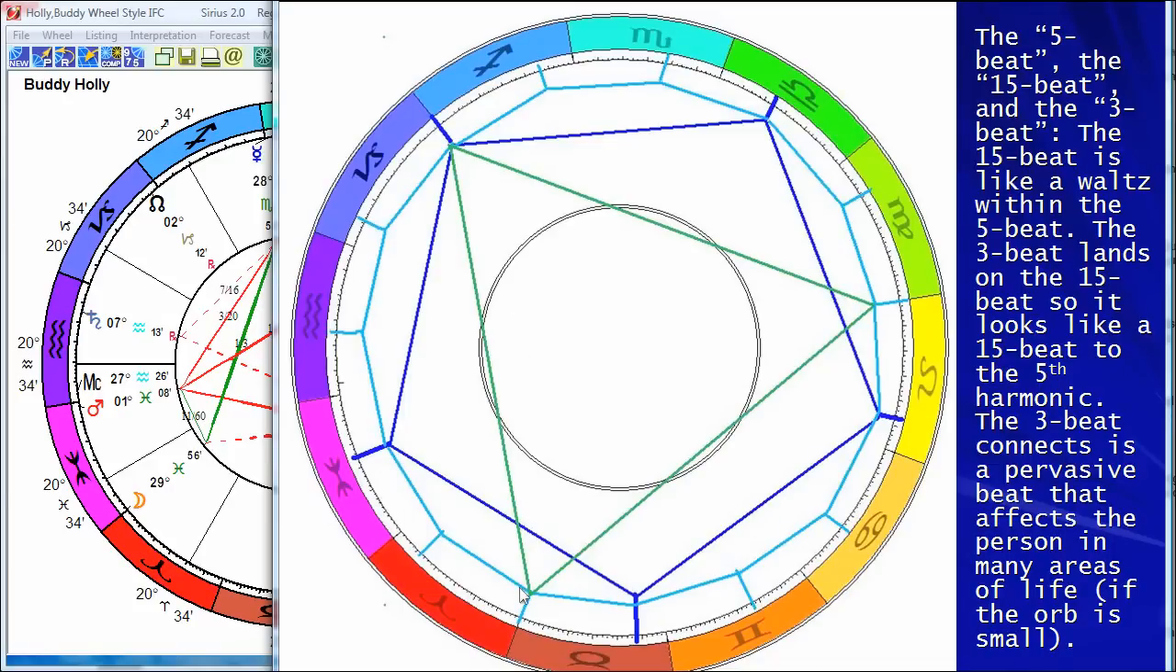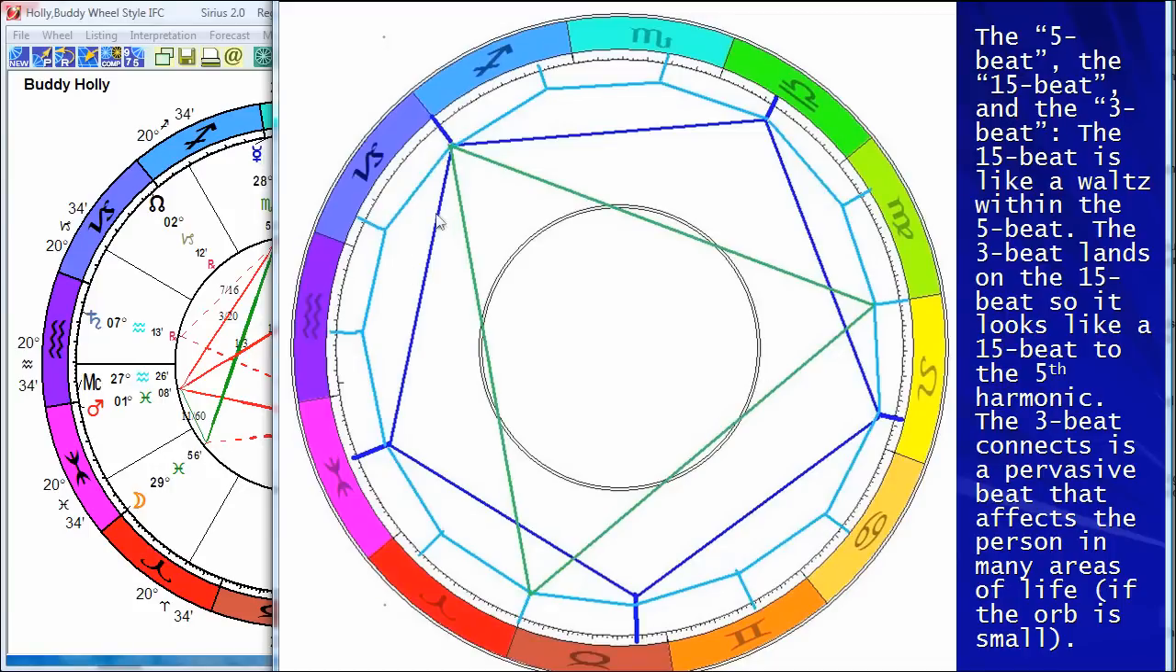Where does it land? It lands right on one of the 15 beats. It lands right on one of them. So it lands on 1, 2, 3, 4, 5. 5/15 is 1/3. It's landing right on the 15 beat. So from the point of view of the fifth harmonic, it's on one of these 15 beats. It's landing right on it.